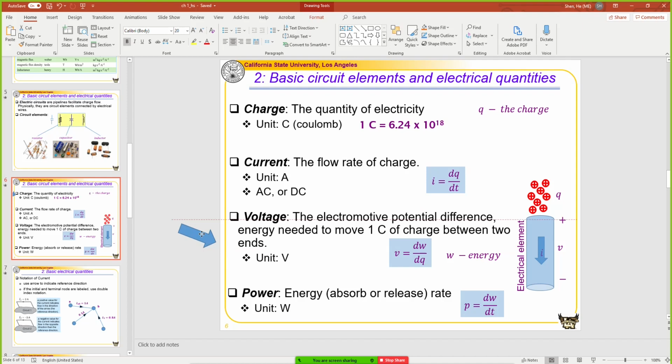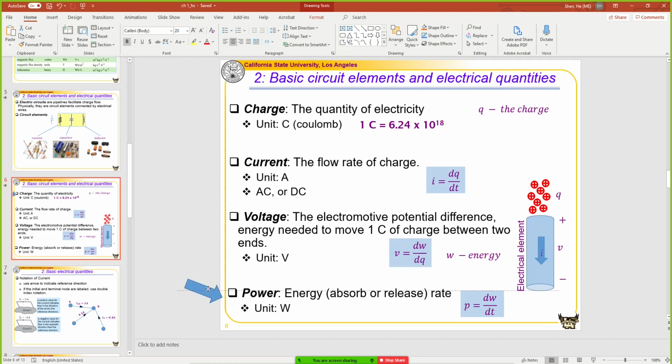And voltage, that is the electromotive potential difference. It also describes the energy needed to move one coulomb of charge between two ends. It has a unit of V. From the definition, we know that voltage is equal to dW over dQ, where W is the energy, because voltage talks about the energy needed to move one coulomb of charge, and Q is the symbol that we use to describe the charge, between two ends. So this is the definition of voltage.